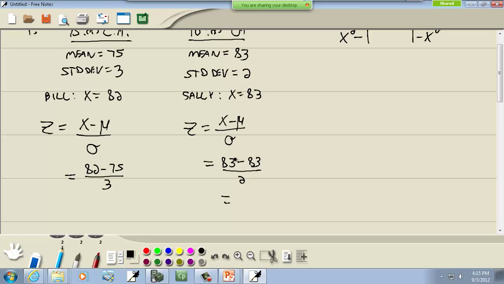I can do this one in my head. 83 minus 83 is 0. 0 divided by anything is 0. This one over here, if I plug that in my calculator, first thing I'll do is 82 minus 75. That gives us 7.